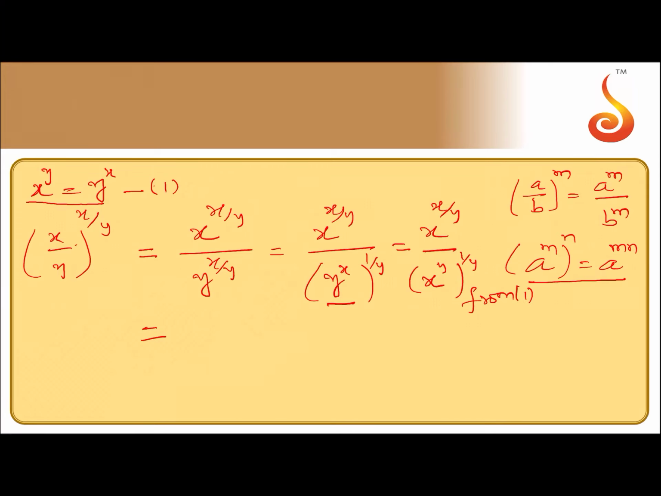That simplifies to x to the power of x/y divided by x to the power of y into 1/y, which is nothing but x power 1. But we know a power m by a power n is nothing but a power m minus n. So by using that concept, it is x to the power of (x/y − 1).